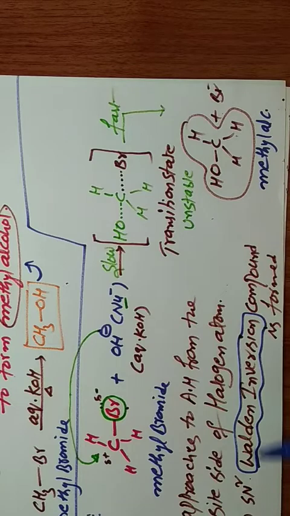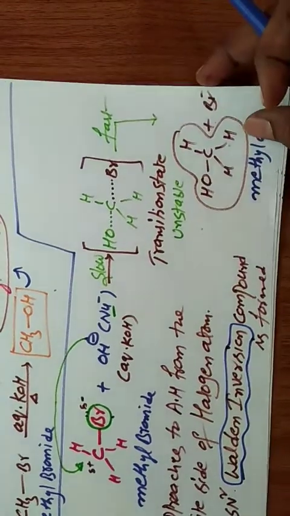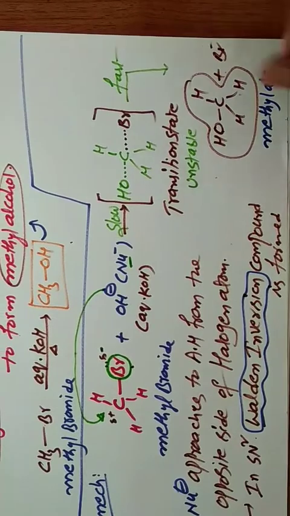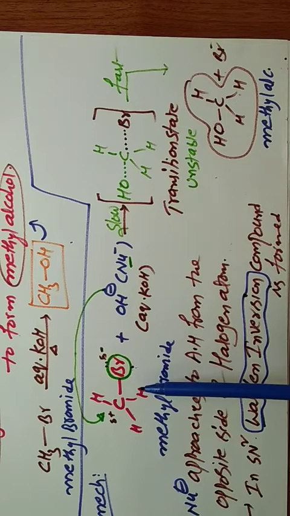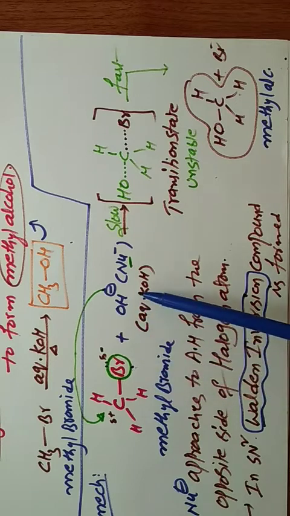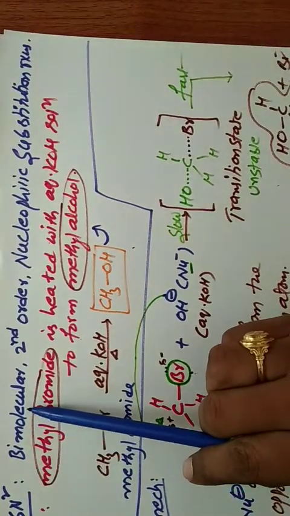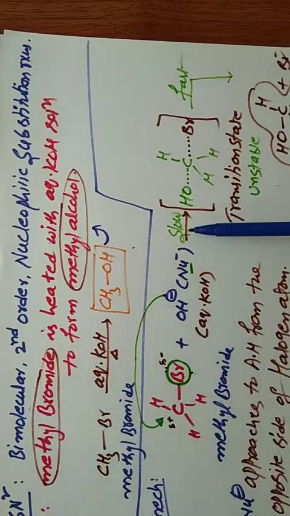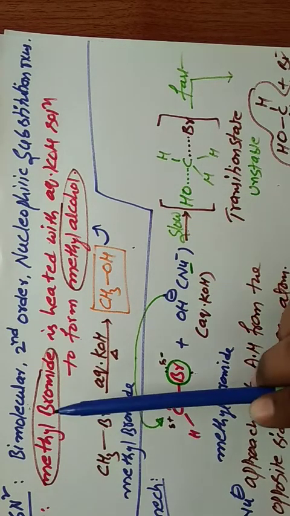Next, in the slow step, how many molecules are involved? The reactant alkyl halide is involved, and the nucleophile is also involved. That's why it is called a bimolecular reaction. Bimolecular means in the slow step, the reactant alkyl halide and the nucleophile are both involved. So this is 1 mole, this is 1 mole, 2 moles. That's why it is called a second order reaction. Nucleophilic substitution reactions are possible. So this is the SN2 mechanism. The SN2 mechanism is very easy.